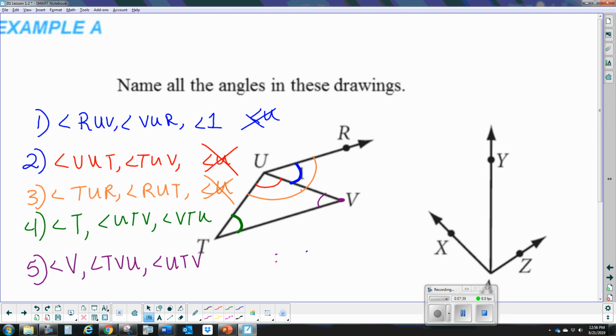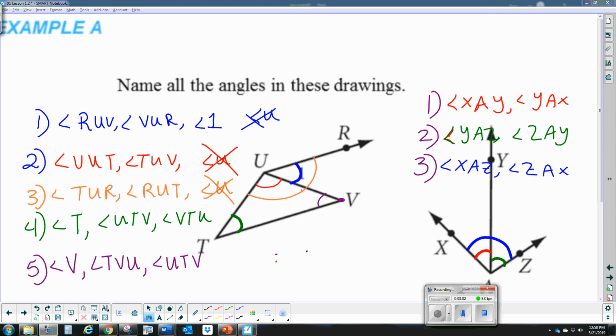So take a minute on your own to do this next example. Name all of the angles. There are 3 angles in this diagram, and there are multiple ways you can name it. So please pause the video while you work and unpause for the solution.